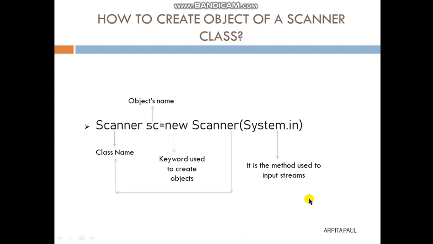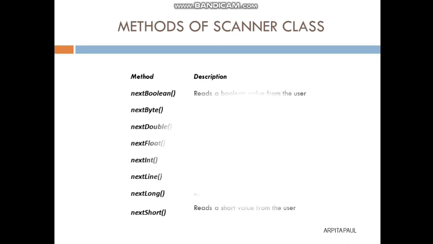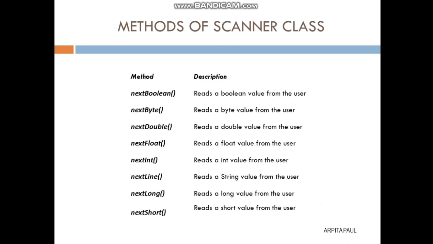Okay, now let me show you with one example how we can create the object and how we can use it. So before that you need to learn what are the methods we have in scanner class. See, I have given here a table. For all the data types we have a specific scanner class method. Okay, so let's start. First one, you can see nextBoolean. It is used to read a boolean value from the user.